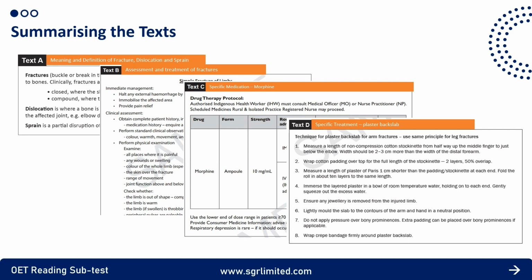Your job is to identify what the purpose and functions are of each text, and how they are similar or different from each other. Only A gives meaning, but B, C, and D all have treatment information. B is about different treatments, C is a drug treatment, while D is a treatment procedure. This knowledge will help you choose the correct text later on once you are answering your questions.